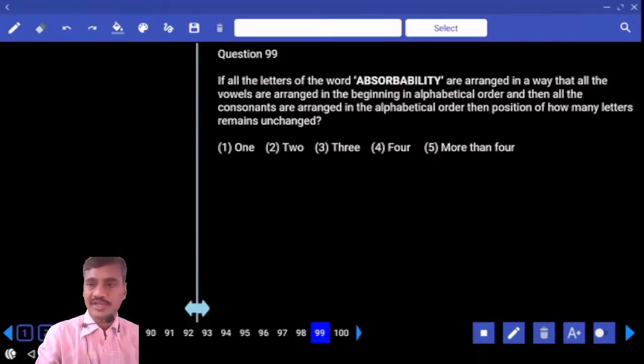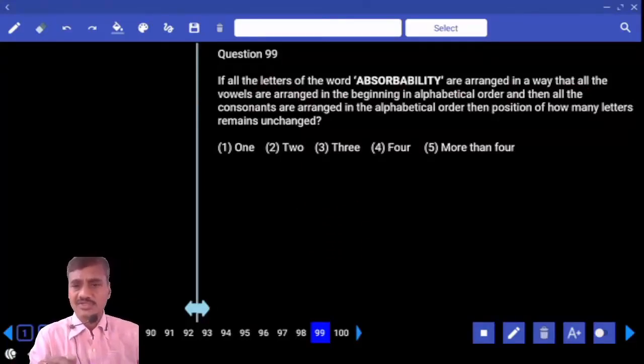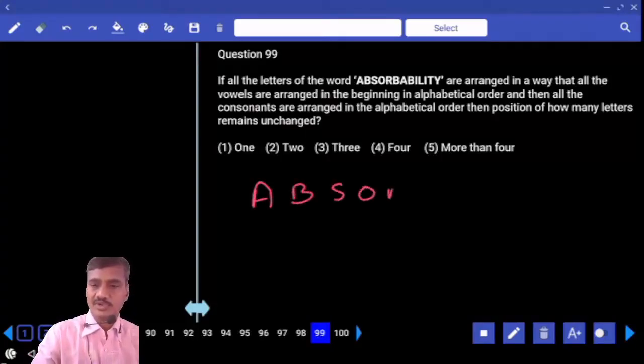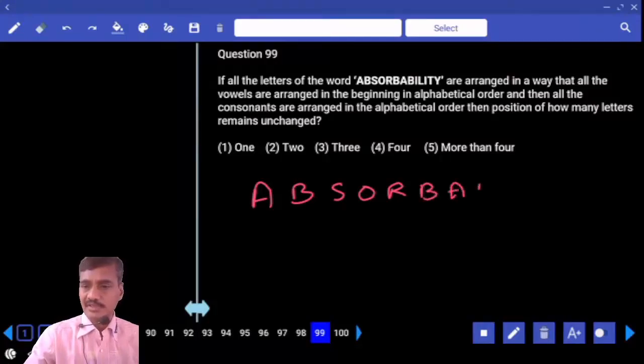The letters of the word ABSORBABILITY are arranged in a way that all the vowels are arranged in the beginning and all the consonants are arranged in the alphabetical order. Then the positions of how many letters will remain unchanged? The word is A, B, S, O, R, B, A, B, I, L, I, T, Y.